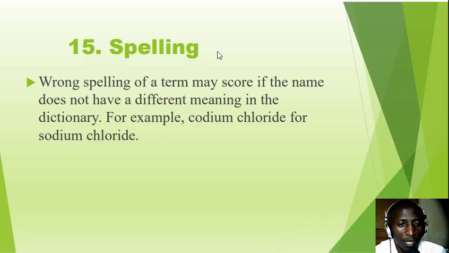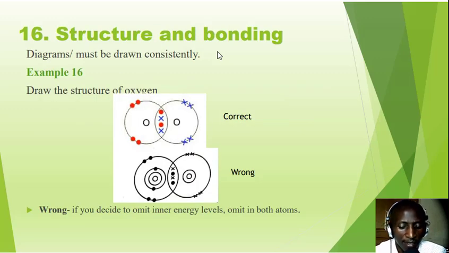Number 16 is on structure and bonding diagrams. Diagrams must be drawn consistently. What do we mean? Normally, if you are showing covalent bonding, it is good to show the dot and cross kind of diagrams, whereby one of the atoms in the bonding takes on the dot and the other atom takes on the cross. So my first diagram as shown on the screen is correct. The first oxygen takes the dots and the second oxygen takes the cross.